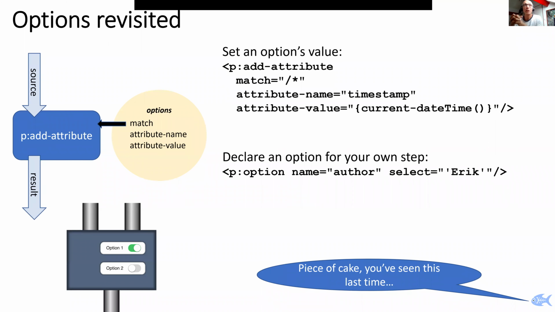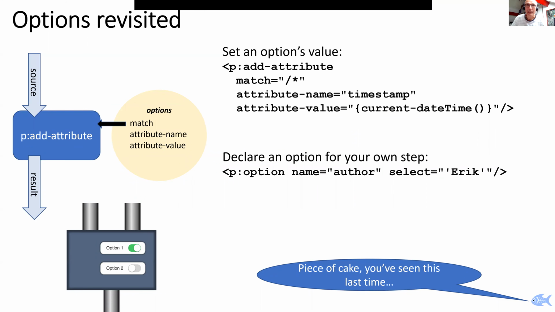So let's do some revisiting of options. We've already seen options last time in the first part of this 101. What you can do to set an option is put the option as an attribute on your step's invocation. We've seen that for add-attribute, you had a match option, an attribute name option, and an attribute value option. And you can declare your own options for your own step, as I did in one of the last examples. With a p:option element, you can say, okay, my step has this option.